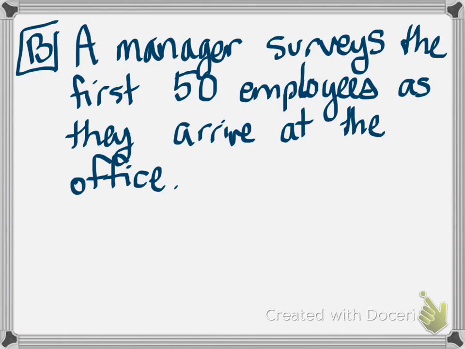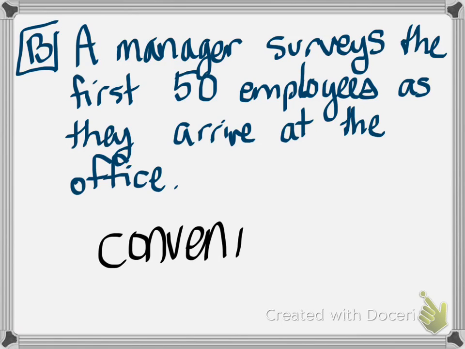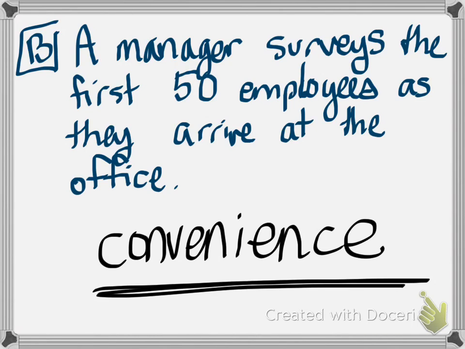Let's look at B. A manager surveys the first 50 employees as they arrive at the office. People aren't choosing to do it, but it's also not random. It's whoever arrives first. So that is easy for the manager. Convenience. Whoever walks in the door, the first 50 people, that's easy for the manager to sample.